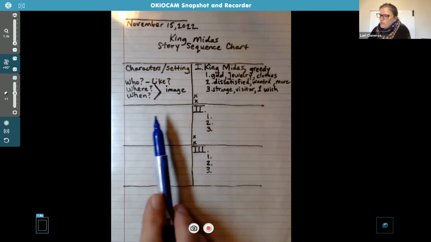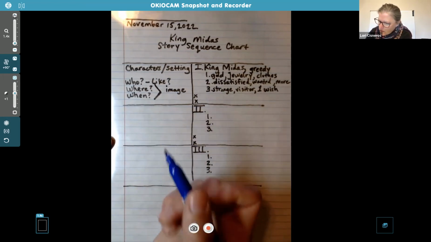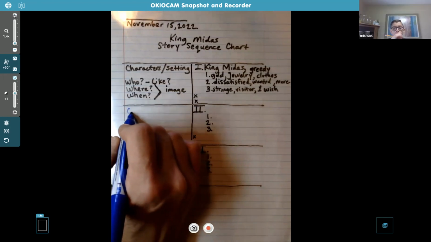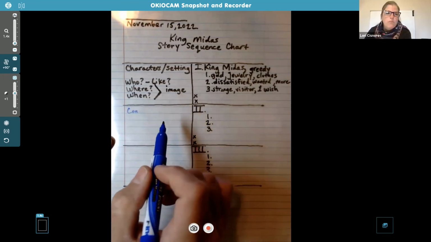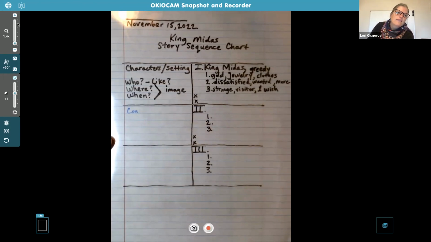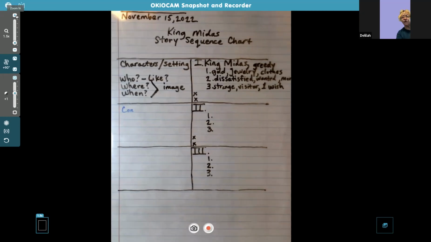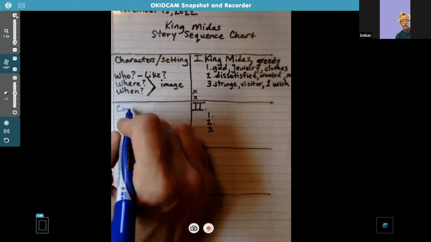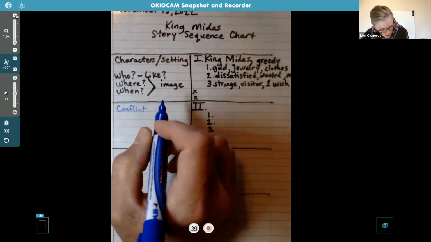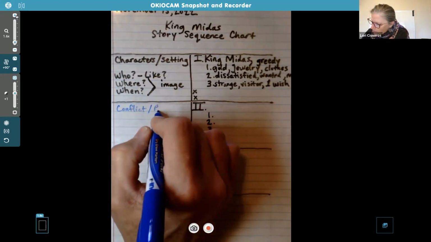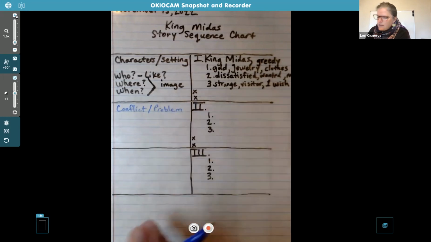Okay, now we're moving on to the middle of this story sequence chart. And right here, I'm going to use my blue pen because my black pen is not really working today. So let me zoom in a little so you can hopefully see that. Conflict and problem is the middle part. Can you guys see that blue ink okay on my computer? Good, okay. So the middle part is the conflict and problem.